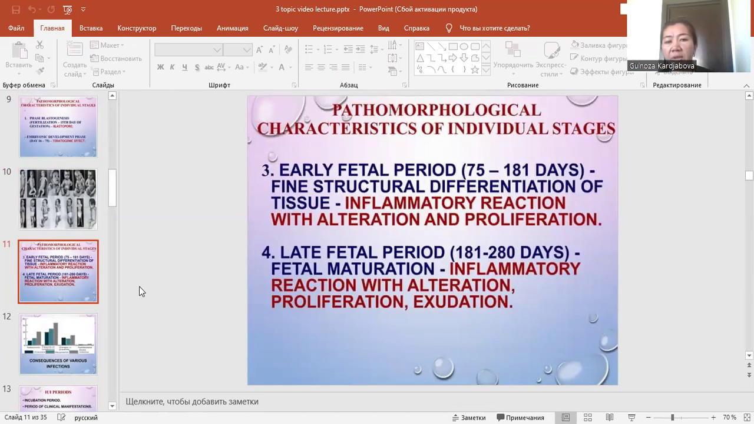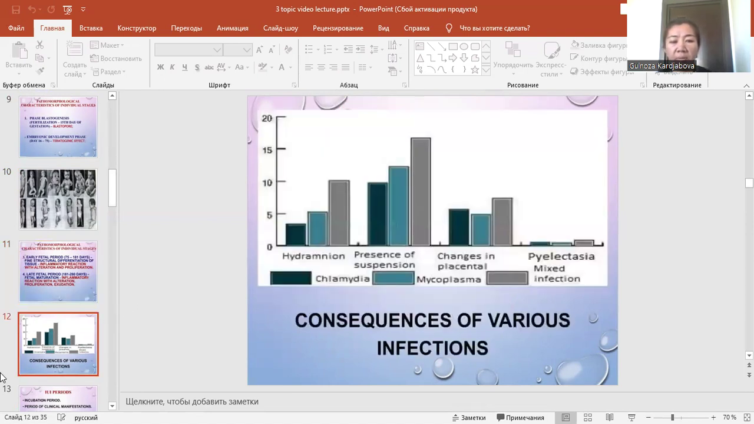Pathomorphological characters of individual stages: in the early fetal period, the fine structural definition of the tissue, inflammatory reaction maybe with alteration and proliferation. In the late period, fetal maturation, inflammatory reaction with alteration, proliferation and exudation. Consequences of various infections are shown in this slide.